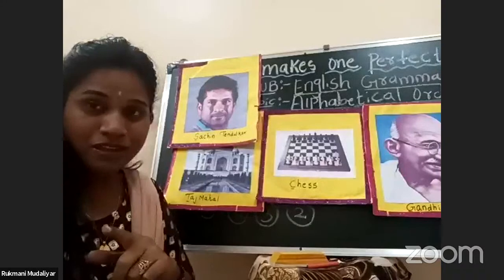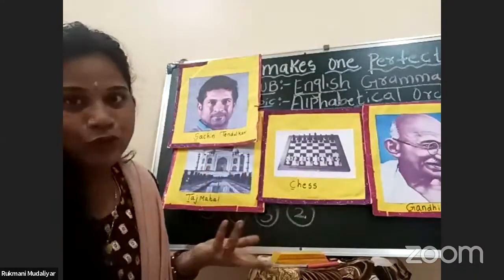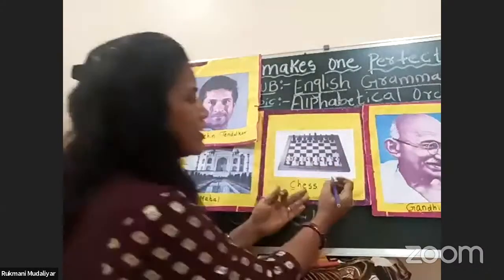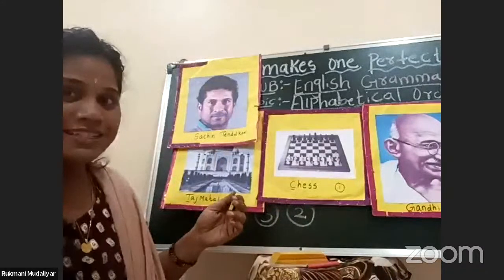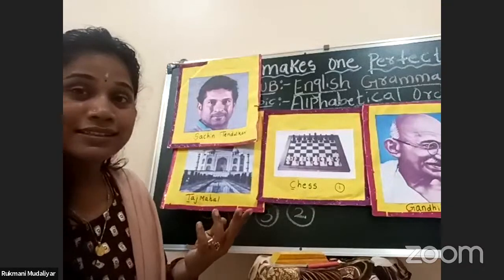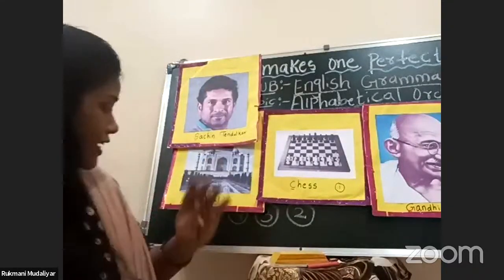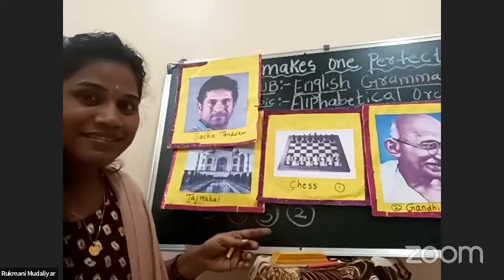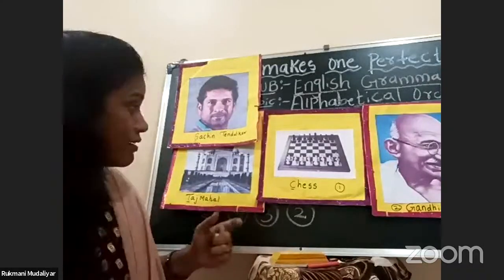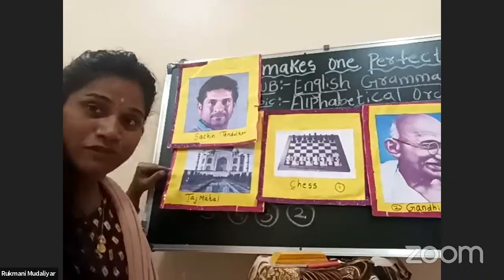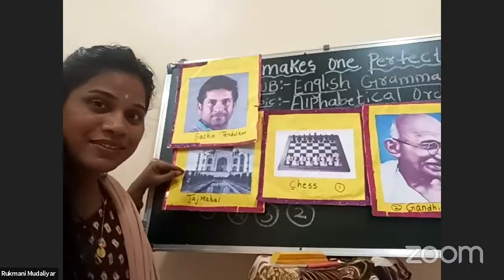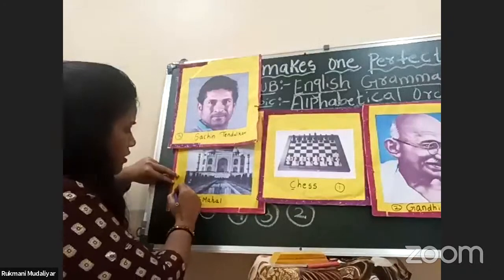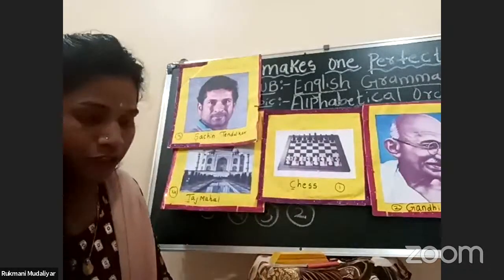Now, children, tell me, in this case, which letter is going to come first? Konsa letter first mein aayega? Yes. Okay. So, C will come first. Now second, alphabetical order mein kaunsa letter aayega? Yes, G. That is Gandhiji will take the second position. Then Divyansh, third, Sachin Tendulkar or Taj Mahal will come? Yes, Sachin Tendulkar will come. And in the fourth position, Taj Mahal will come. Very good, children. Okay.